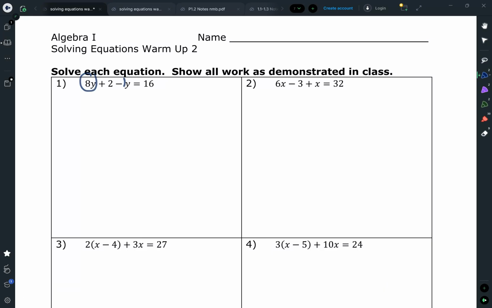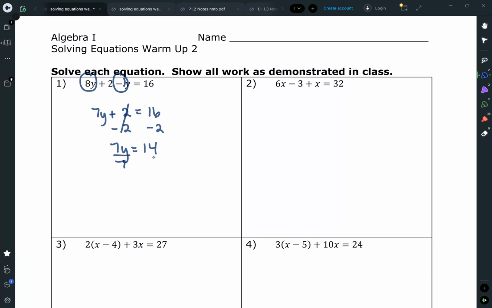I have an 8y and a minus 1y. That makes 7y plus 2 equals 16. Now I've got a two-step equation. This is more of what we worked with yesterday. Because there's a plus 2, I'm going to subtract on both sides. 2 minus 2 makes a 0. 7y equals, let's see, 16 minus 2 is 14.